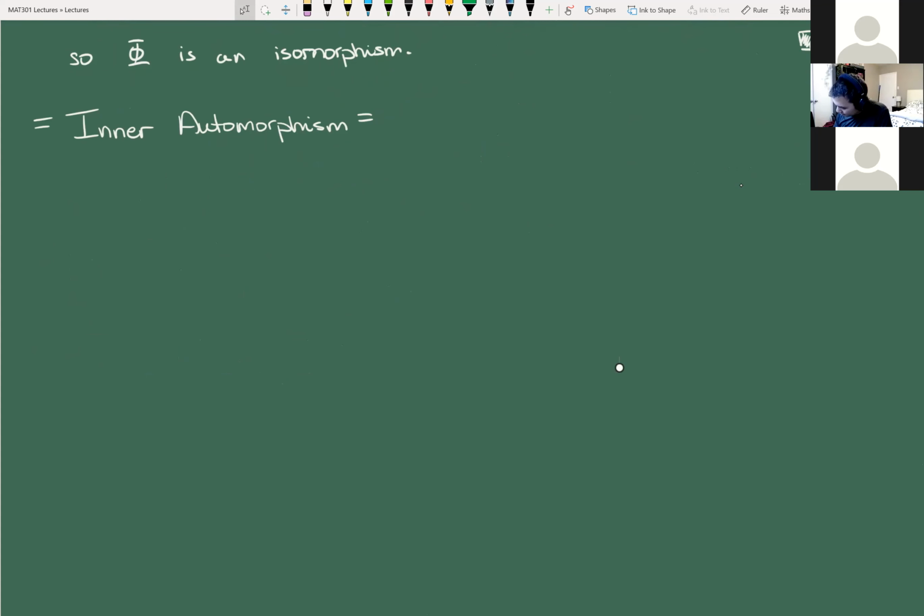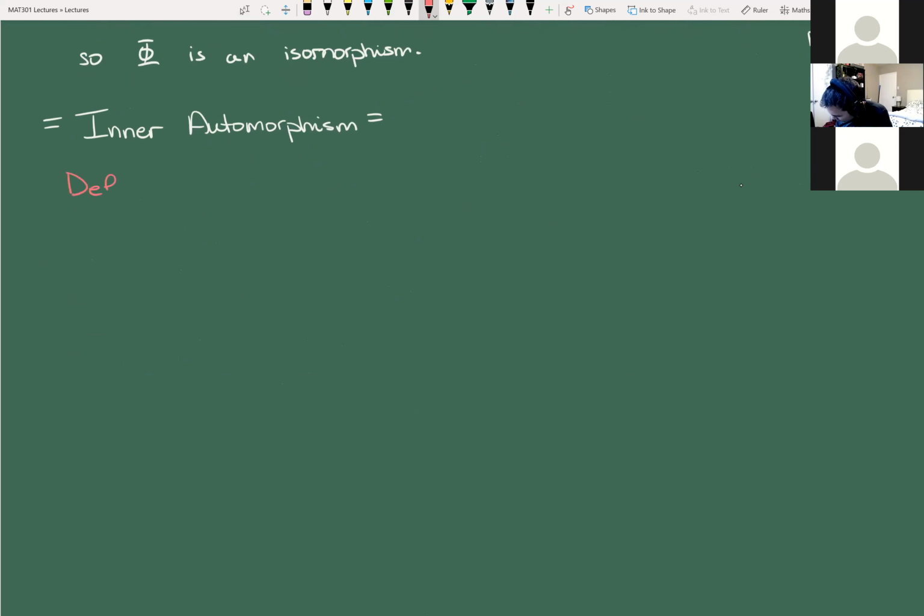Okay, so basically, here's the idea. If G is a group, oh, big G. Why am I using little g? Then we define the conjugation map.